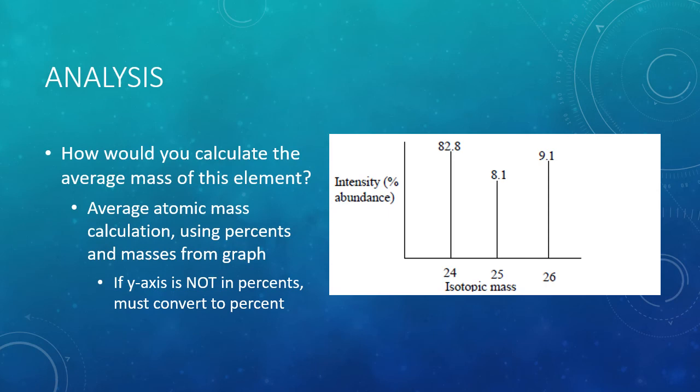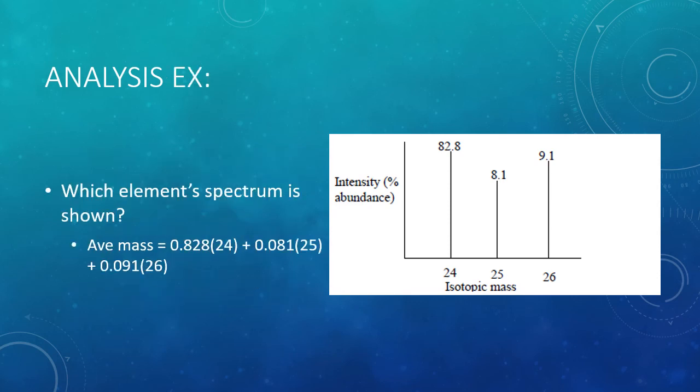Be very careful. If your y-axis does not list in percent abundances, that means you do have an interim step you must do of determining the percent abundances first. In those cases, what you will likely have is a relative count. For that, you'll have to add up all the relative counts, and then for each one, take the count you had and divide it by the total, and then turn it into a percent. Again, this particular graph does not require that because it is already in percent abundance.